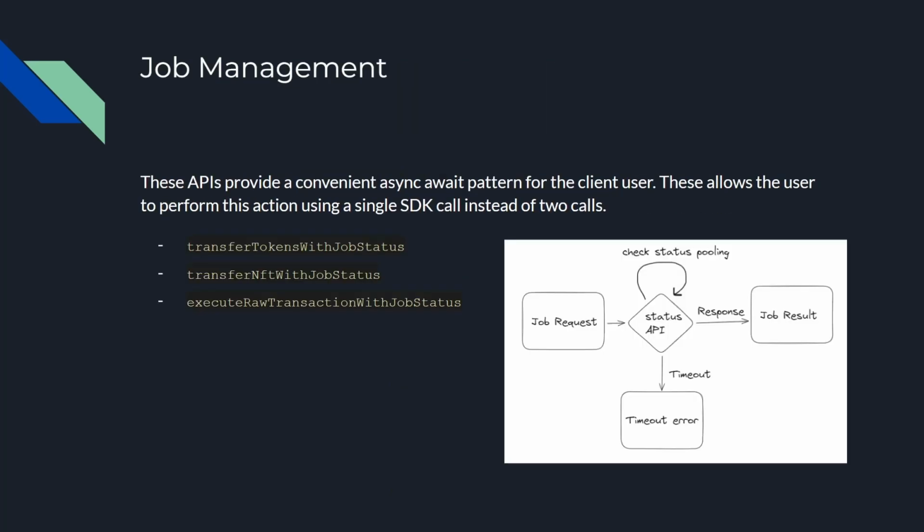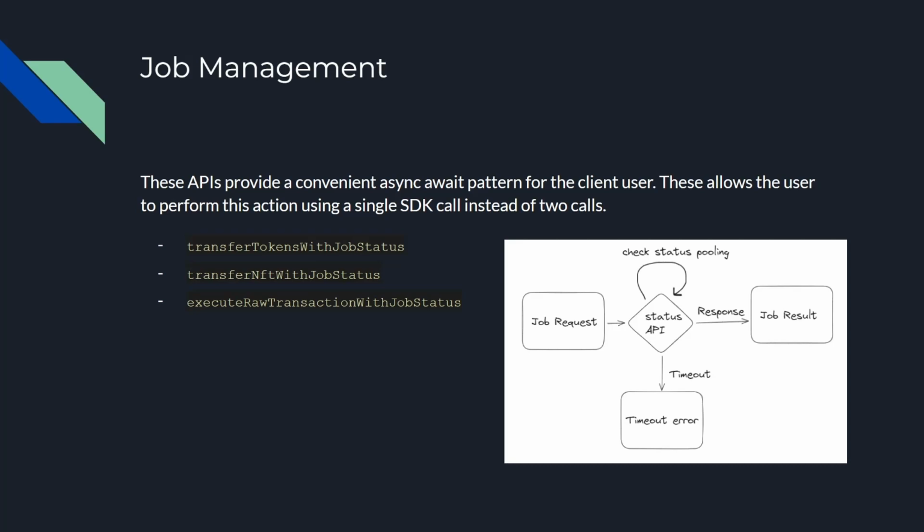Talking about job management, these APIs provide a convenient async await pattern for the client users. Essentially, it allows the client to perform a certain action using a single SDK call instead of having two SDK calls. Three such functionalities have been added: transfer tokens, transfer NFTs, and execute raw transaction.